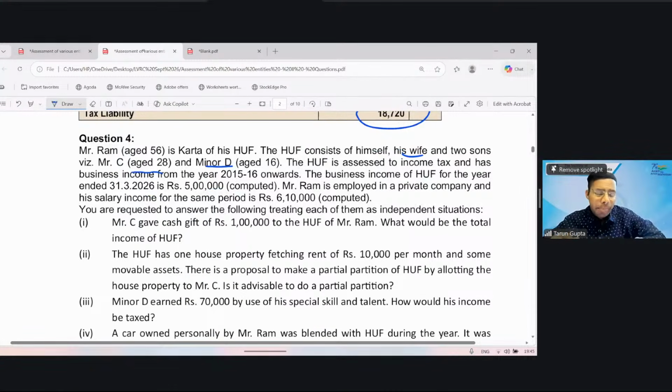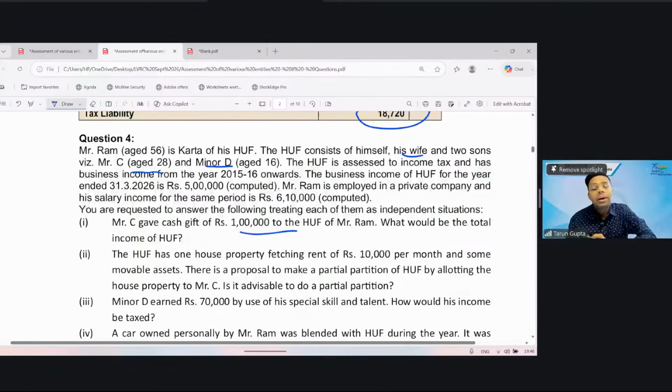Mr. C, the major son, gave a cash gift of rupees 1 lakh to the HUF of Mr. Ram. What would be the total income of the HUF? So Mr. C has given a gift of rupees 1 lakh to the HUF. The question is whether such a gift is taxable in the hands of the HUF or not. Pause for a second and think.